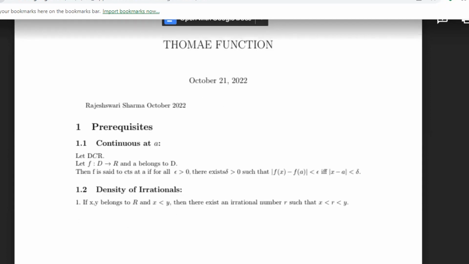Number one is when we say the function is continuous at a. Let D be a subset of R, the function from D to R is defined, and a belongs to D. Then the function is said to be continuous if for all epsilon greater than 0, there exists delta greater than 0 such that mod f(x) minus f(a) is less than epsilon if mod x minus a is less than delta. The second one is density of irrationals, which says that between any two real numbers, there exists an irrational number. So we are moving forward.